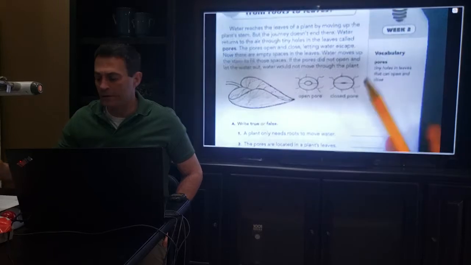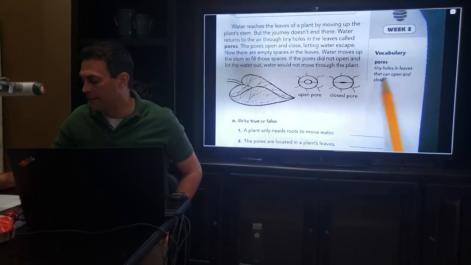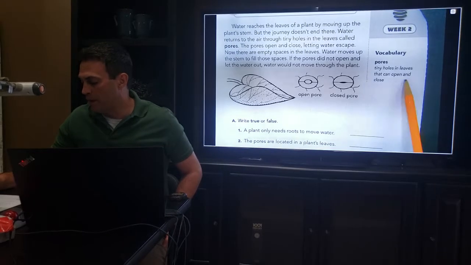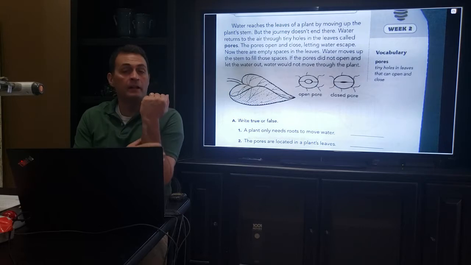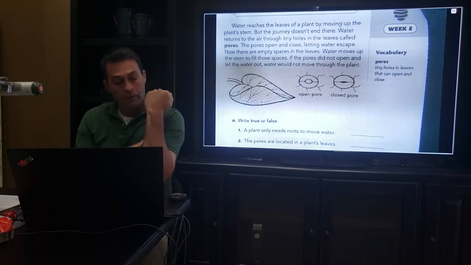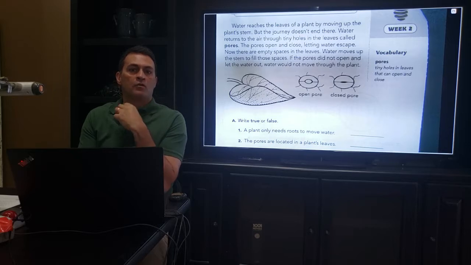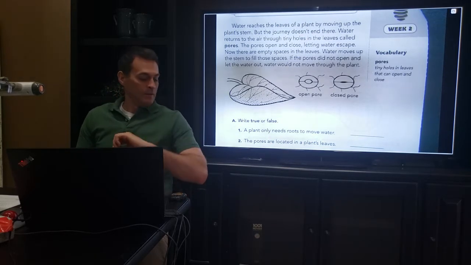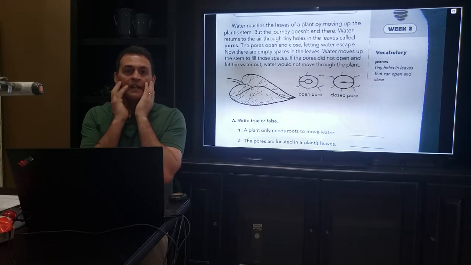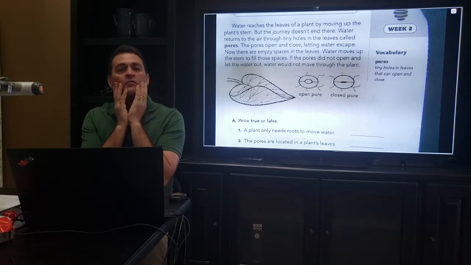The vocabulary reads pores, which are tiny holes in leaves that can open and close. Okay, just like we have pores in our skin that allow sweat to leave our body, right? Cool us down, because that's the purpose of sweat, is to cool us down. But we have pores in our body, believe it or not, and those pores in our skin let sweat leave our body and sits on our skin and cools us down.